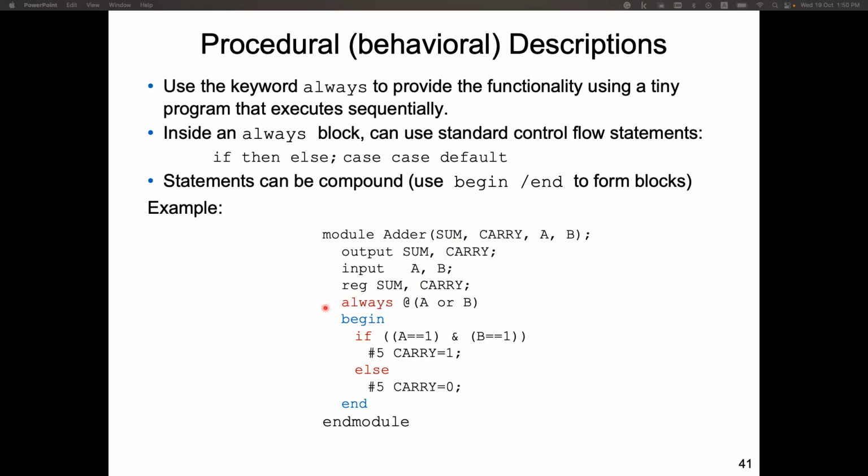Okay, now we start with this always. Execute the following statements sequentially when this event occurs. The event here is a change on A or B. So for the two inputs, if any of the inputs changes, we will execute the following statements.